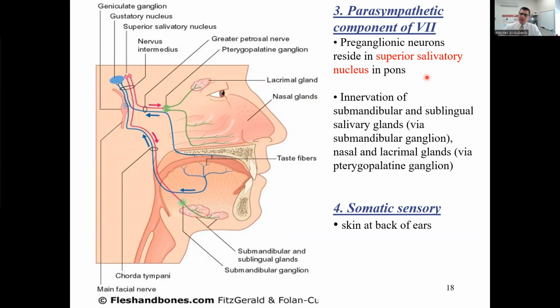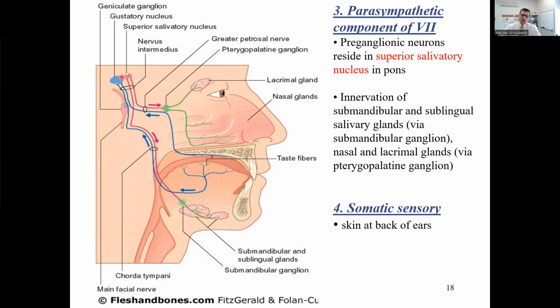Let's look into this parasympathetic function in much more detail here. So, the parasympathetic components of the facial nerve. If you look here superiorly, this is a specific nucleus called the superior salivatory nucleus at the level of the pons. Preganglionic neurons reside in the superior salivatory nucleus in the pons, and their fibers eventually go all the way to innervate the submandibular and sublingual salivary glands via the submandibular ganglia. This is from the previous slide.